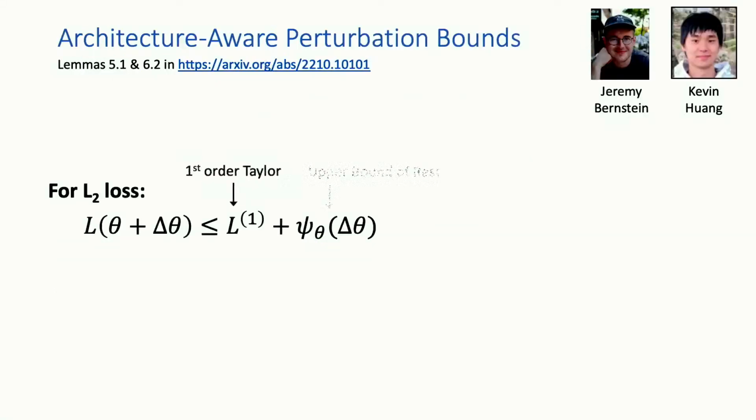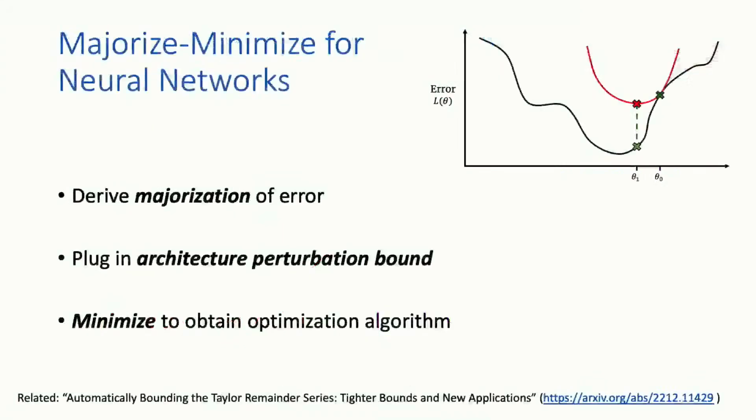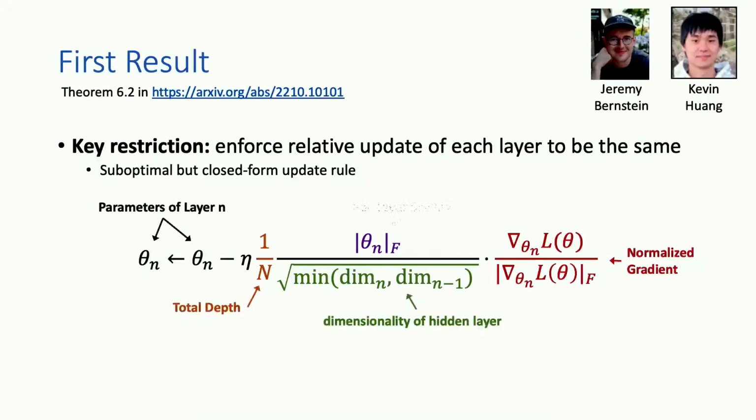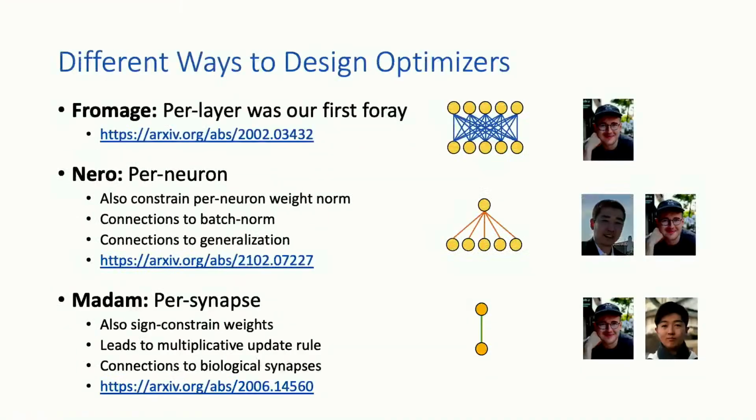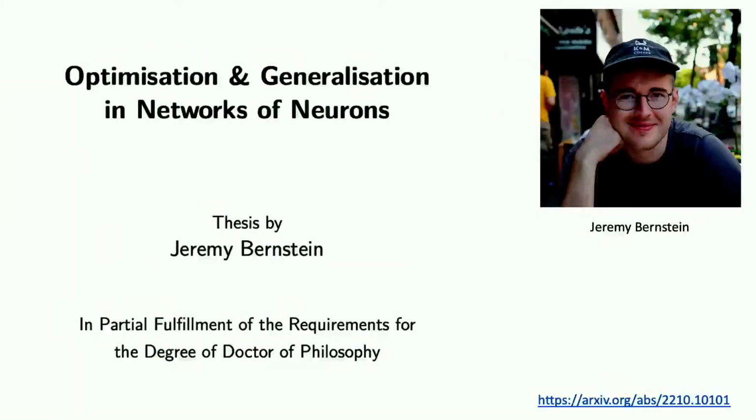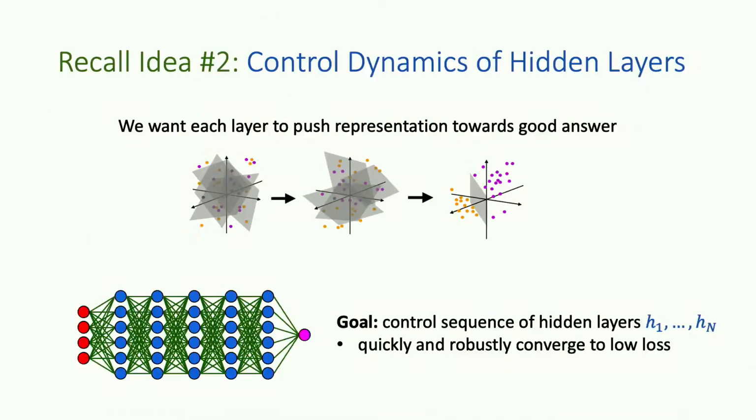So if there are no further questions, let me present, a little bit shorter, the second half of this talk, which is on controlling the dynamics of the hidden layers. That's the second idea we want to think about: how to control the sequence of activations of the hidden layers to somehow quickly and robustly converge to low loss, at least in some interesting applications.